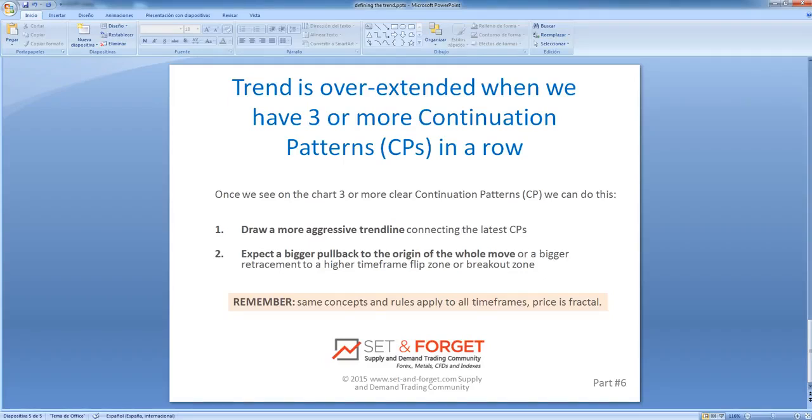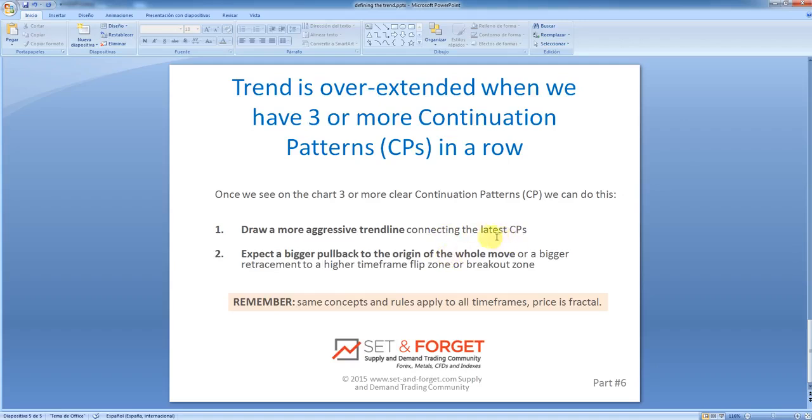The trend is considered overextended when we have 3 or more continuation patterns in a row. Once we see on the chart 3 or more CPs, as we call them, we are allowed to draw a more aggressive trend line connecting the latest CP imbalances.